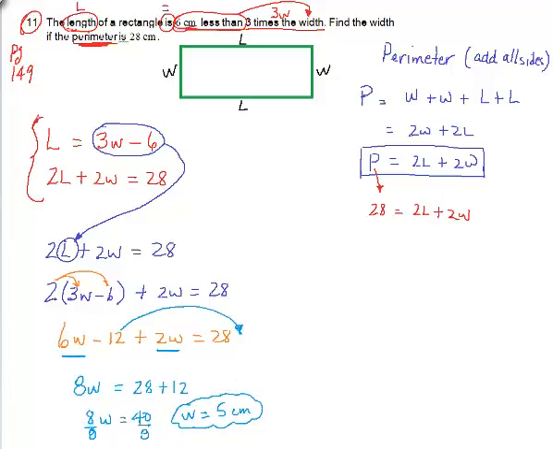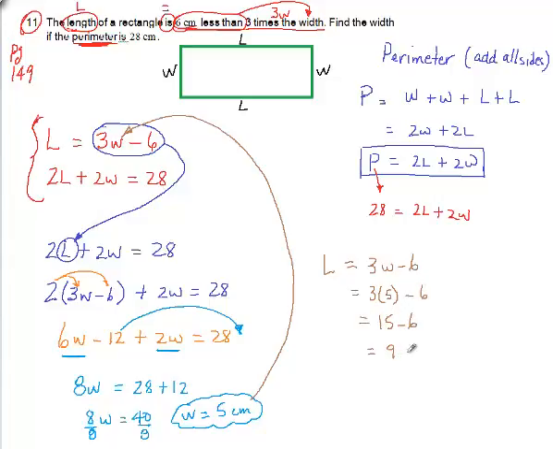That's all it asks us to do, to find the width. So our answer is done. But if we needed to find the length, that's quite easy to do as well. We would take the 5 we have for the width and put it back into one of these equations. So I'll finish it, assuming we had to find the length as well. It's 3W minus 6. W turns out to be 5. 3 fives are 15. 15 subtract 6. It looks like the length is 9 centimeters.